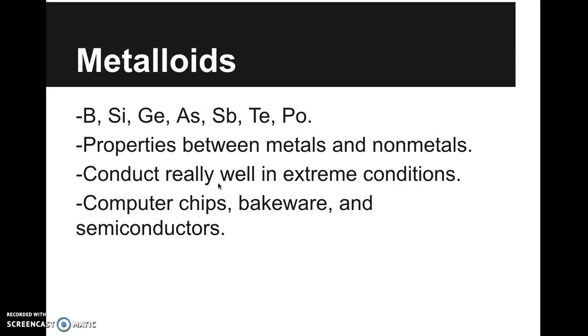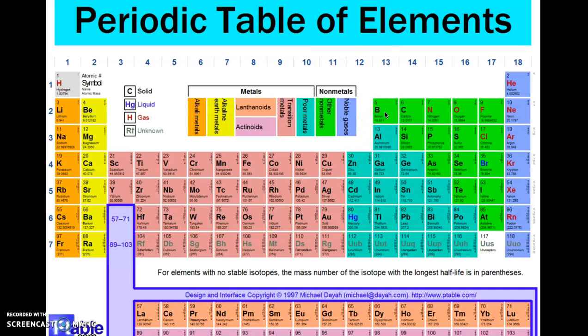Bakeware, they will still hold their shape when you cook something really hot, or like Pyrex, where it's glass that you can get really hot and cool down right away, and it doesn't shatter. And of course, semiconductors, which work kind of like computer chips. So the metalloids, again, boron, silicon, germanium, arsenic. And then you got all the way along here, okay? So make sure you put boxes around those on your periodic table, and you can see it's right here along that stair-step line is where the metalloids are at.